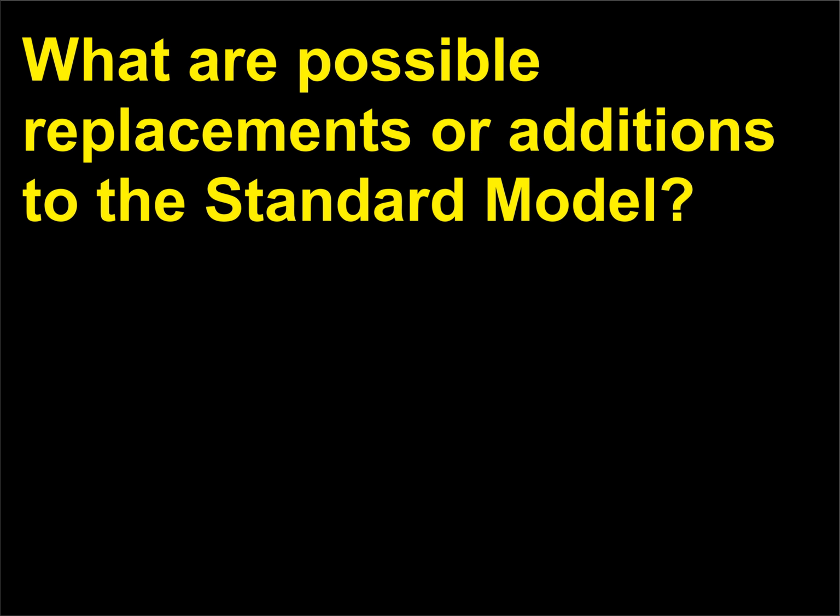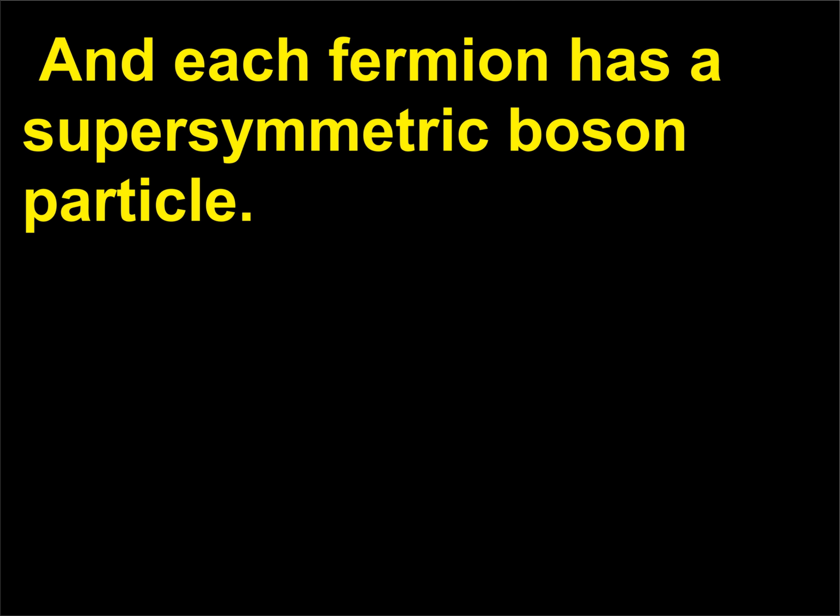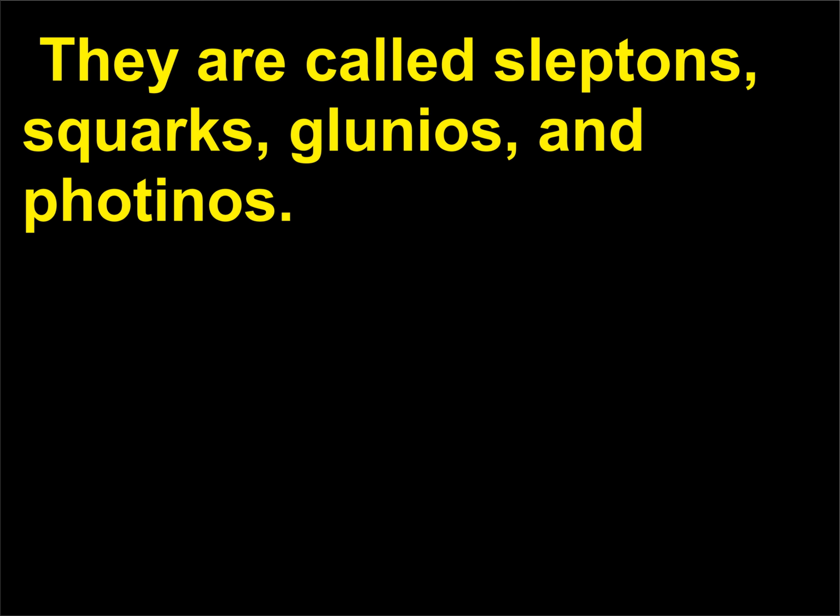What are possible replacements or additions to the standard model? One proposed replacement is called supersymmetry. Each boson in the standard model has a supersymmetric fermion partner particle, or sparticle. And each fermion has a supersymmetric boson particle. They are called sleptons, squarks, gluinos, and photinos.